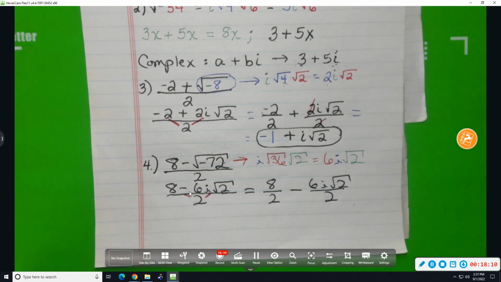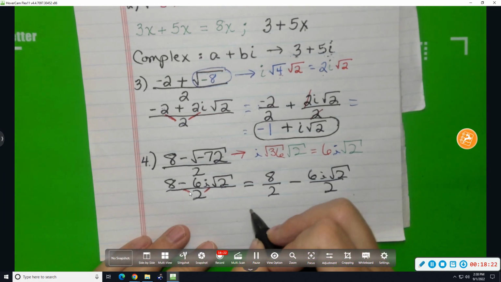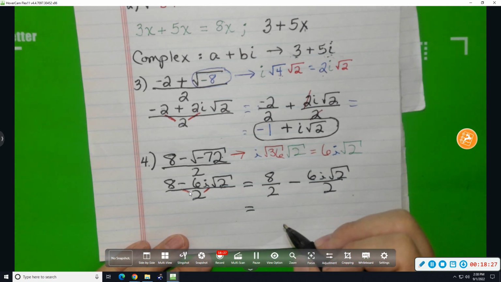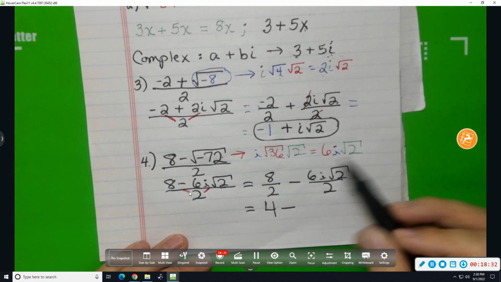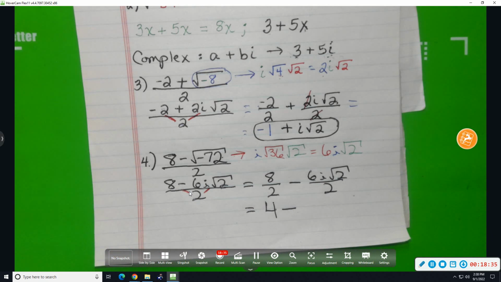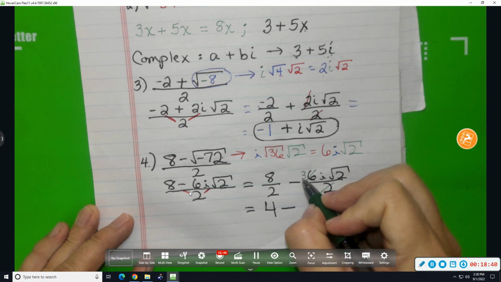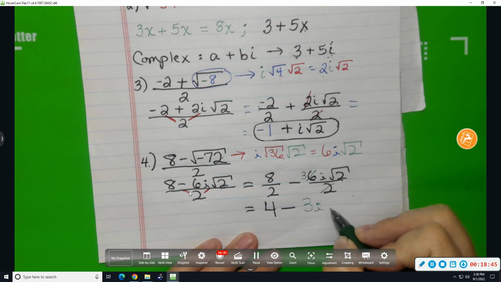Any questions on my logic there? I'm splitting up over that minus sign. Both of them have 2's. And now this one still works pretty nicely. Doesn't work out as nicely as the last one, but it's still a pretty nice answer. 8 divided by 2 gives me 4 minus, what can I cancel here? 2 goes into 6 three times, so we have 3i, and what else do we have? The square root of 2.